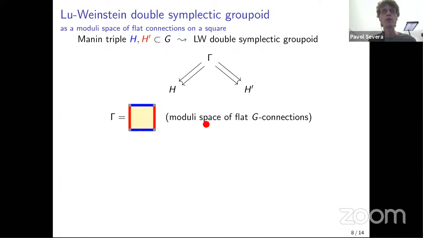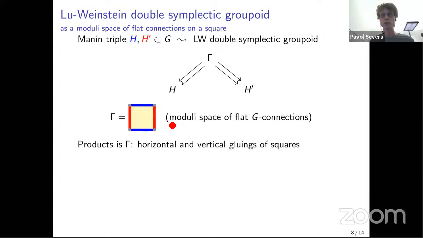Why is it useful to see this moduli space? Because it also has a symplectic form, and the symplectic form is the Atiyah-Bott symplectic form. Now, how is it a double groupoid? You can imagine if you have two squares, you can compose them either like this or like that. It is a groupoid because if you want to glue them, those two vertical holonomies which you're gluing have to be the same.